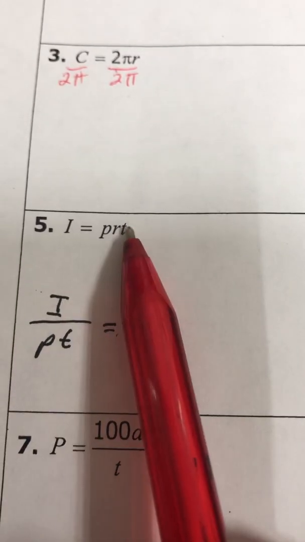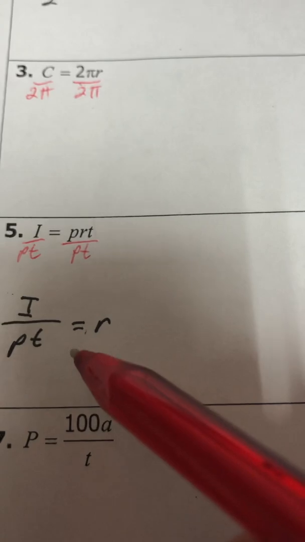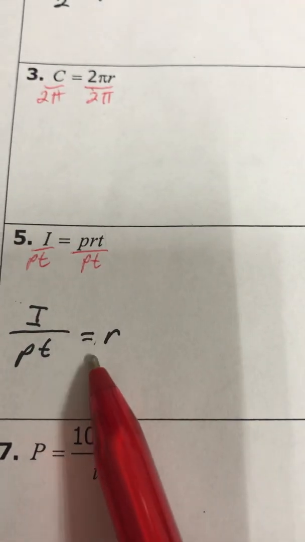Number 5, I'm solving for r. Well, I have a p and a t times it. So I'm going to divide by the p and the t. And then that answer looks like this. Okay, this one I take you all the way through.